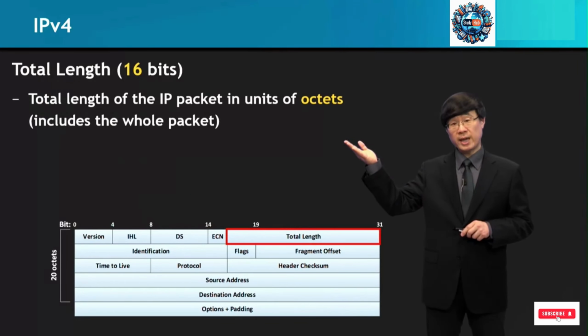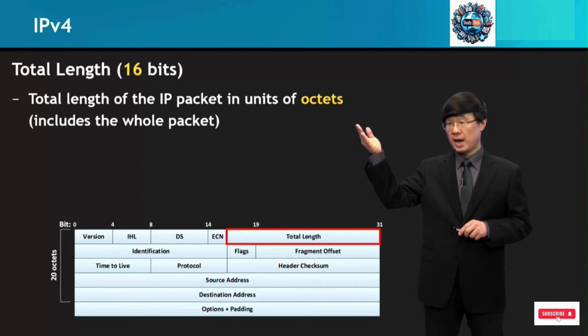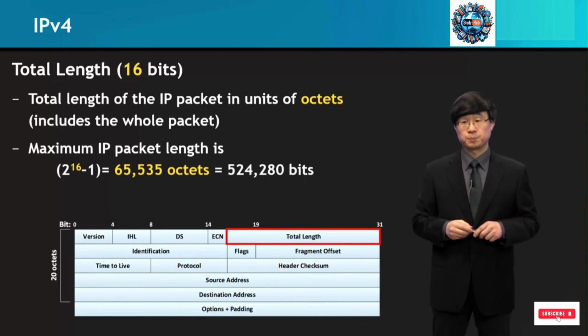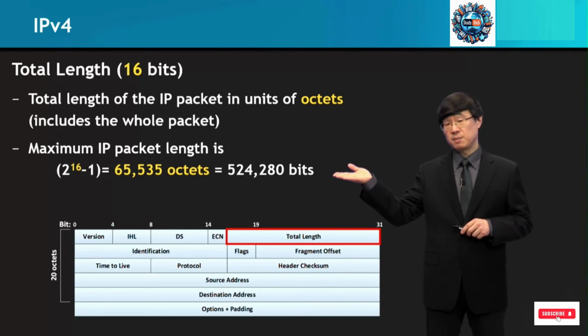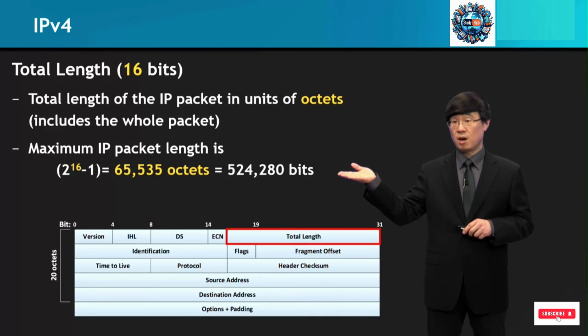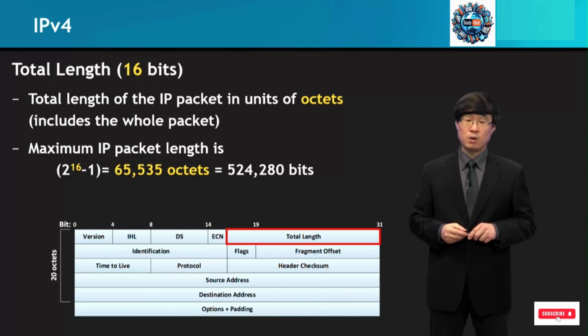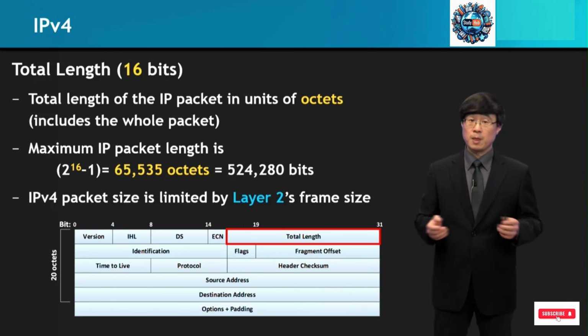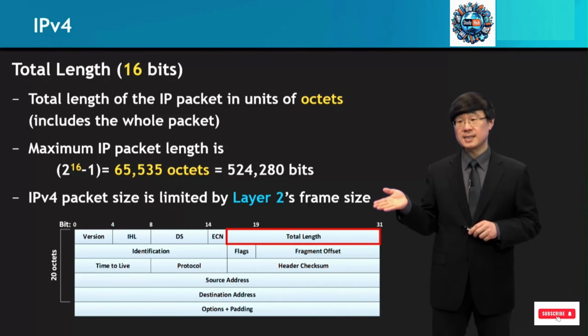Then we have the total length field, which is 16 bits. It tells you the total length of the IP packet in units of octets. It includes the entire IP packet. Now, because we have 16 bits, the length that we can indicate is 2 to the power of 16 minus 1, which is 65,535 octets. That's a very, very large size. But one of the things that you'll see is that we won't use that full size. The reason is because the IPv4 packet size is limited by the layer 2 frame size.